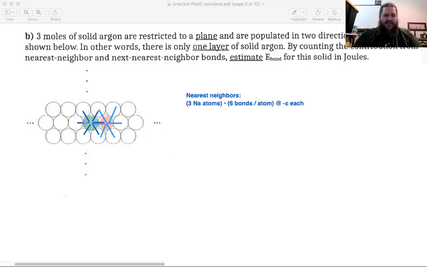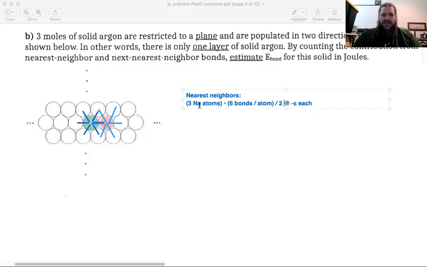This green atom has 6 nearest neighbors. This red atom has 6 nearest neighbors, one of which is the green atom. So that bond already got counted. If we say every atom has 6 nearest neighbors, which is true, but we're double counting, so we do need to divide that by 2.